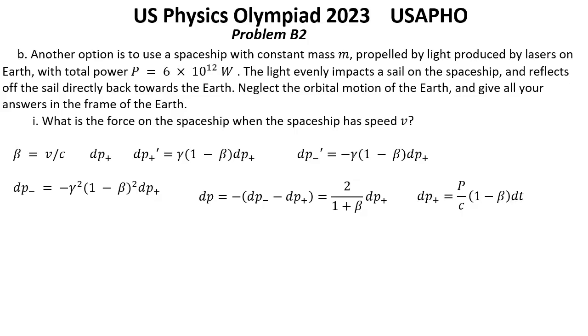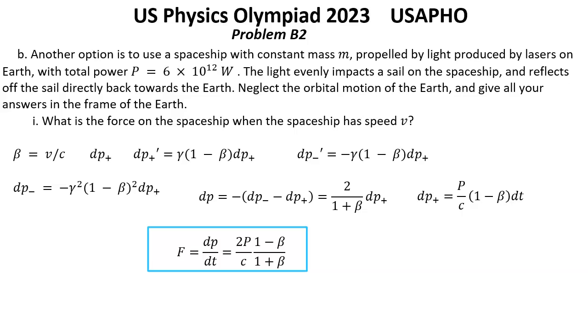And finally we have force F equal delta p over delta t, which is equal to 2 power P over c multiplied by 1 minus beta over 1 plus beta. This is exactly the same answer as in the first solution, which was much longer.